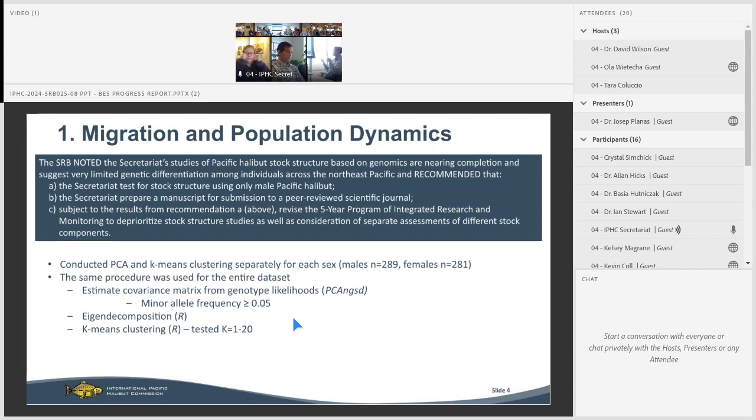And the basic procedure here is first estimate a covariance matrix directly from the genotype likelihoods that we've estimated from our data. Prior to that, we filter out any SNPs that have a minor allele frequency of less than 0.05. And then following this, we perform eigen decomposition. That's done in R. And then following that, we then perform k-means clustering, and that's also in R. In this, we tested a range of k values between 1 and 20. And k is essentially the number of clusters you're attempting to partition your data set into.